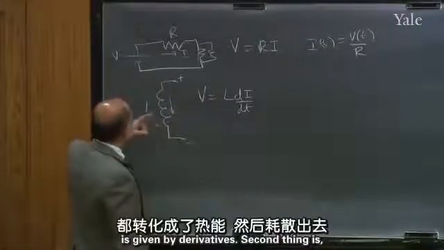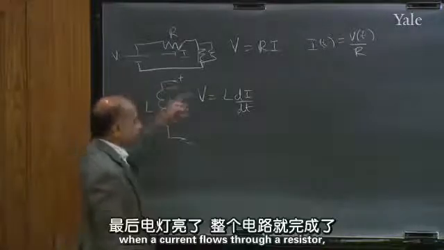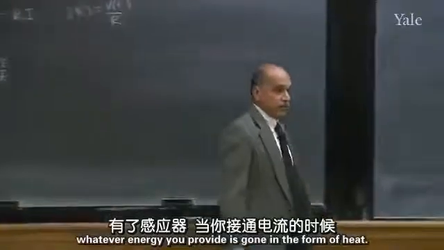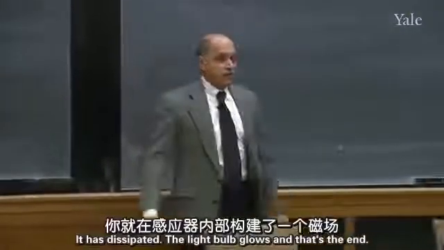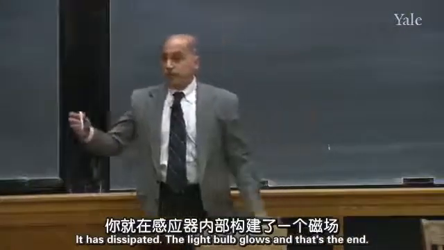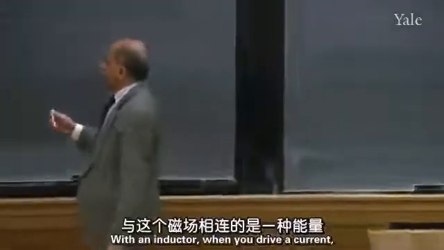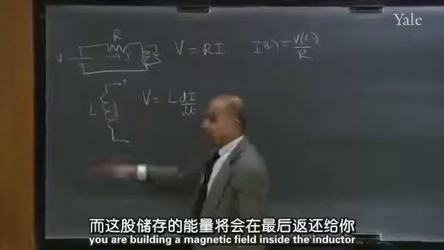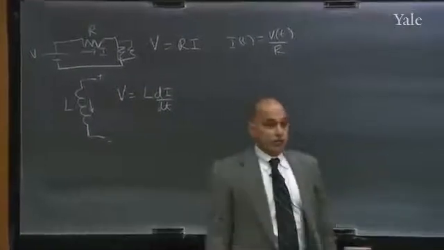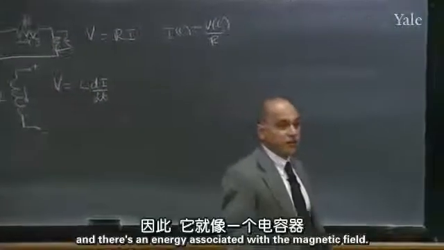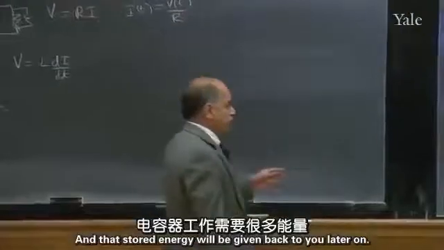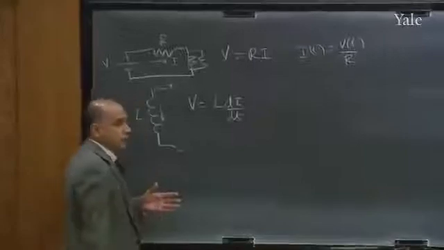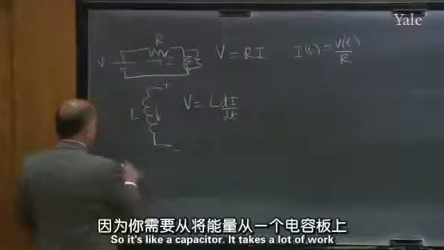Second thing is, when a current flows through a resistor, whatever energy you provide is gone in the form of heat. It is dissipated, the light bulb glows, and that's the end. With an inductor, when you drive a current, you are building a magnetic field inside the inductor. And there's an energy associated with the magnetic field, and that stored energy will be given back to you later on. So it's like a capacitor.